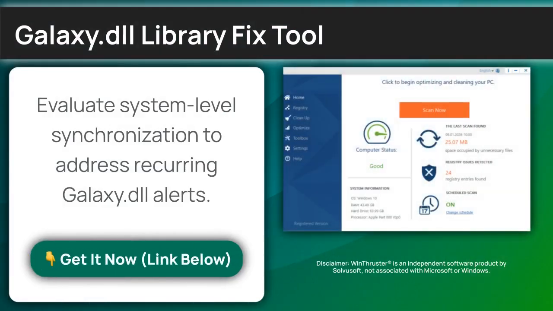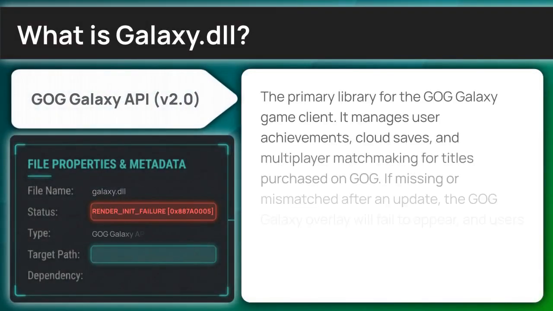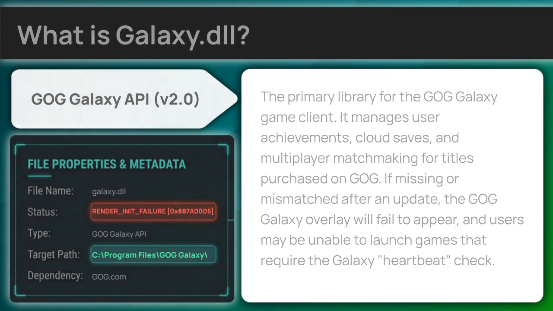This is the GOG Galaxy Library, the primary library for the GOG Galaxy game client. It manages user achievements, cloud saves, and multiplayer matchmaking for titles purchased on GOG. If missing or mismatched after an update, the GOG Galaxy overlay will fail to appear, and users may be unable to launch games that require the Galaxy heartbeat check. Now that the technicals are covered, let's run the official installer.